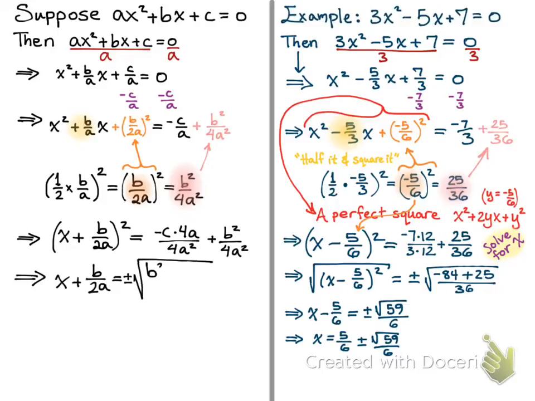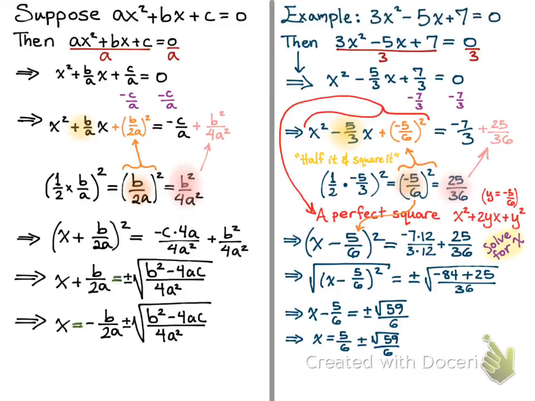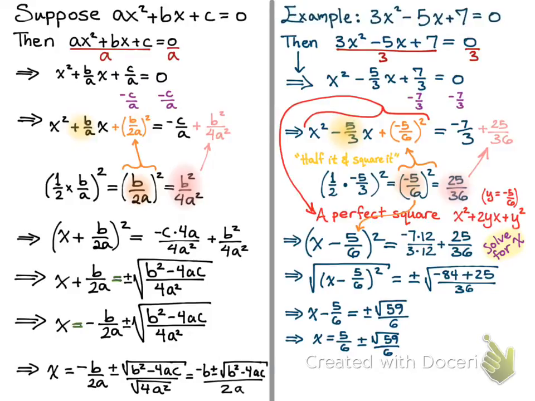In the general case, we take x plus b over 2a, and that's going to be equal to plus or minus the square root of b squared minus 4ac all over 4a squared, right? We just took the square roots of both sides of the equation above. Now subtracting b over 2a from both sides gives us this, and then simplifying the radical and finding a common denominator gives us x equal to negative b plus or minus the square root of b squared minus 4ac all over 2a, or the quadratic formula.